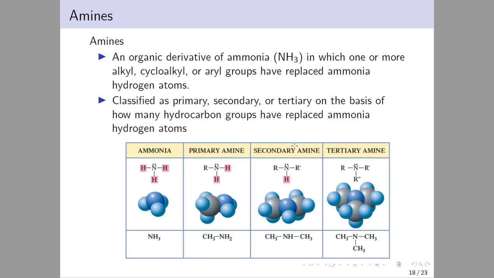For a secondary amine, you can see that another H is replaced by R prime, and for a tertiary amine, all the H have been replaced, with this one being R double prime. So CH3, CH3, CH3. So we can get primary, secondary, or tertiary amines, but we can see that all contain the nitrogen N.